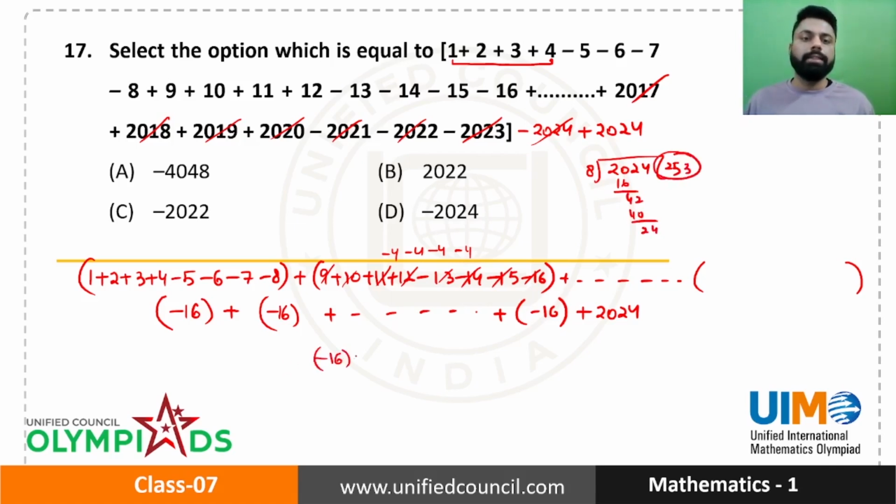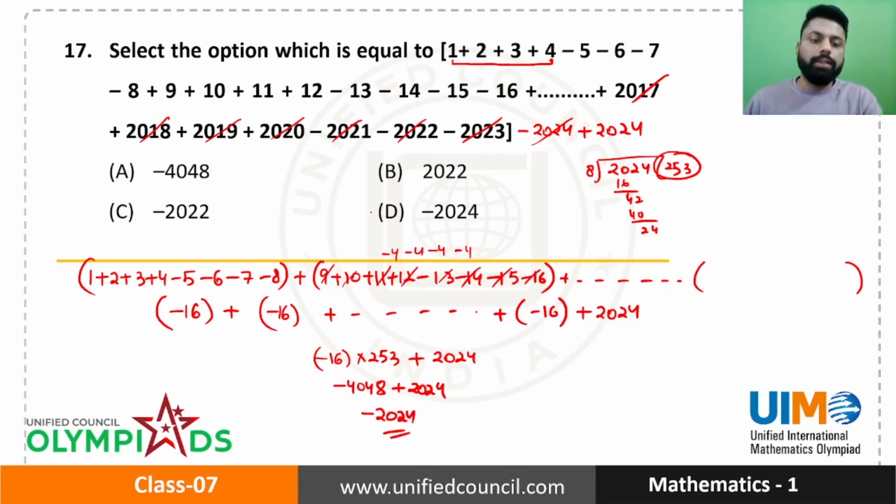So minus 16 multiplied by 253 times, plus 2024. So 253 multiplied by 16 is minus 4048 plus 2024 plus 2024. So that is equal to minus 2024. And that's what the answer is going to be. That is, the D option is the correct answer.